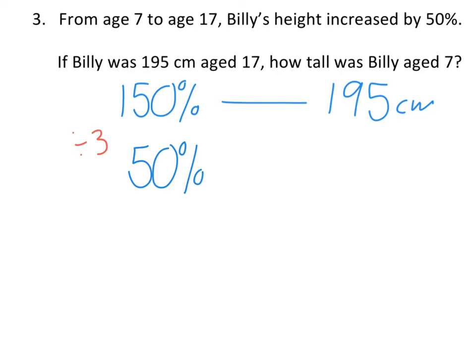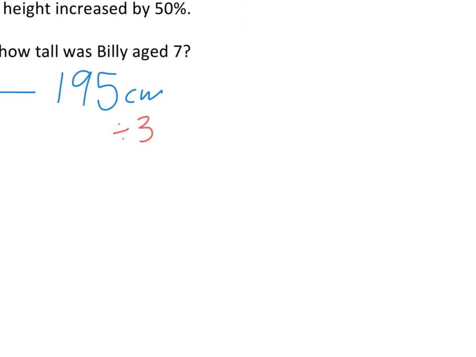We can then multiply 50% by 2 to get back to 100. So if we divide on the left hand side by 3, then we must do the same on the right hand side. Now you might be able to do this in your head, but if you can't, we can set out a little bit of working at the side.